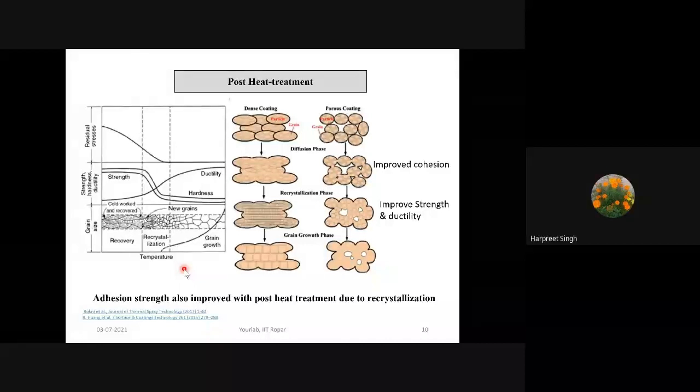Because these flat boundaries or particle boundaries will merge, right? And we will have what we call grains, better grain structures with lesser porosity and so on. Okay, so heat treatment is also frequently considered, and it can also give rise to adhesion strength due to recrystallization and so on.